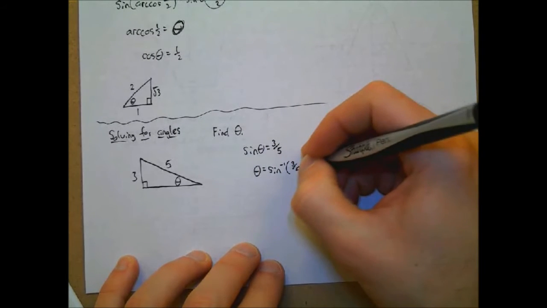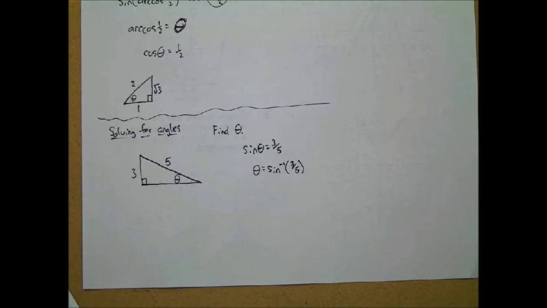Are you responsible for knowing what the sine inverse of 3/5 is? It's not on our unit circle, right? 3/5 is not a ratio that we have on our unit circle, and so no, you are not responsible for knowing that. So then how do we figure it out? Calculator. Okay.